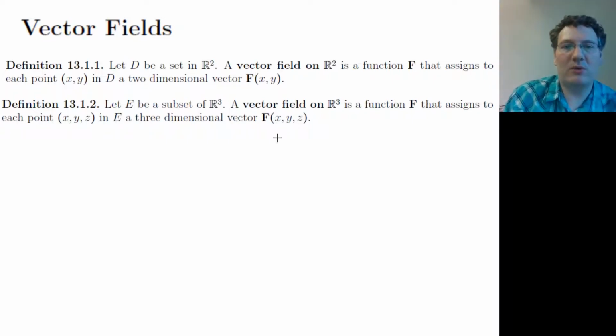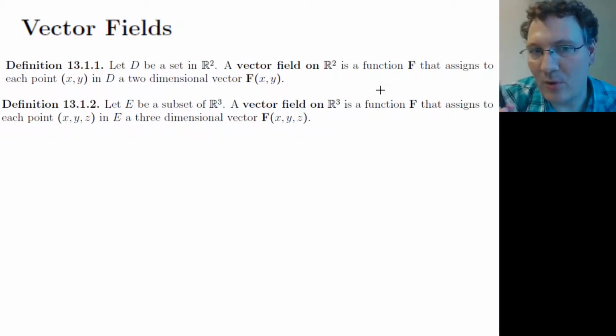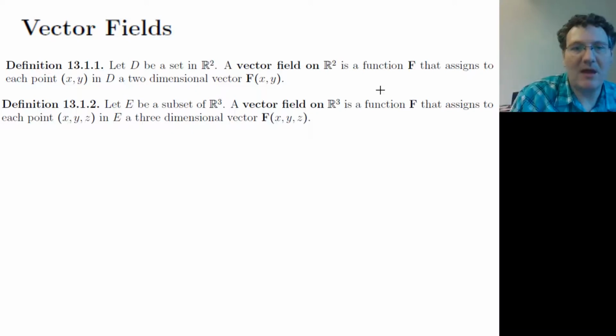So really, a vector field on R2 is just that. A function, we'll use capital F, and it'll be bold. So if I'm writing it, I'll put a little arrow on top. It assigns to every point (x, y) in the domain D a two-dimensional vector. So F of (x, y) is going to be a vector with an x component and a y component, right? And a vector field in R3 is going to be the same thing, but just in 3 dimensions.